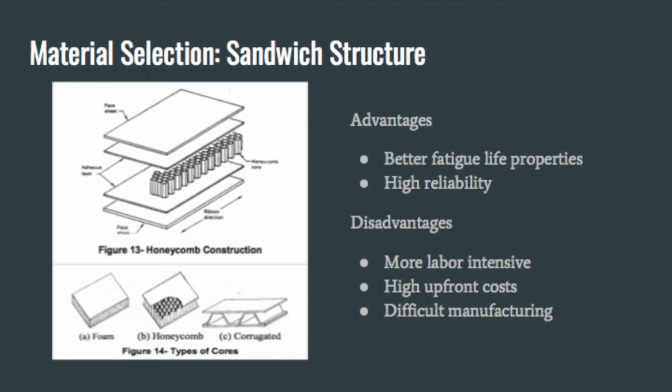So for our helicopter blades, we chose to do the industry standard, which is a sandwich structure usually made of honeycomb core sandwiched between 2 fiberglass skins produced by pre-preg layups. The core material can either be light foam or an aramid or metallic honeycomb. Composites have better fatigue life properties than metals, but a significant disadvantage is that composites are more labor-intensive to manufacture than metal blades. There are also many high upfront costs, but composites of sandwich structures provide high reliability overall.